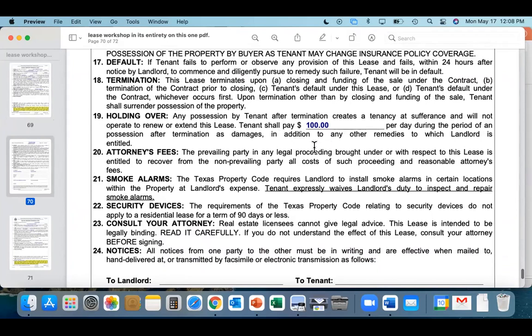There's a holdover fee. You can charge whatever, $100 is pretty typical. We try to make this a little steep because the only way this would be held over is if we don't close on time, right? And we have to extend the closing. Or we find out that they're not going to close, the deal's going to bust out, and we need to get them out.